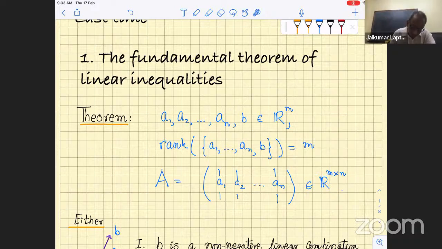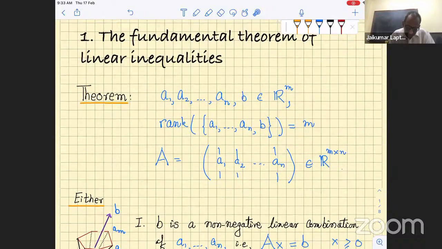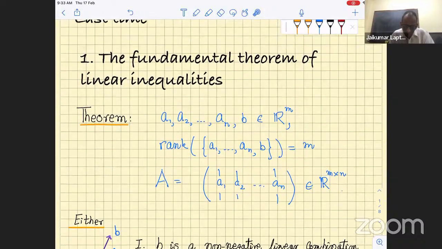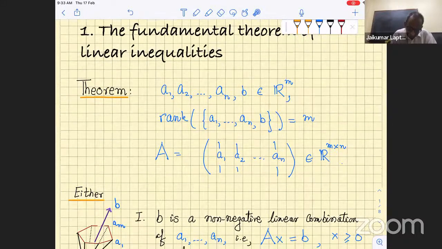Okay. So the main theorem, and this is a very important theorem, and it is intuitive. So let us just review it. This is the fundamental theorem of linear inequalities, and it's about cones. Suppose you have a finitely generated cone. That means there are some given vectors a1, a2, ..., an. You should think of them as some rays. And then there is a cone they generate.